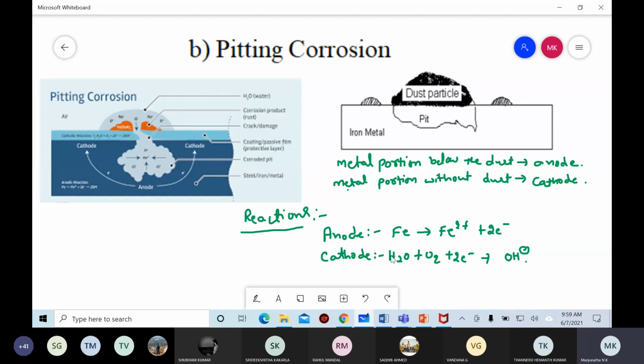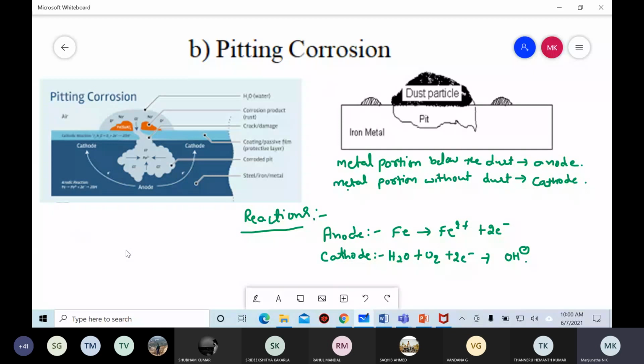At the cathode a reduction reaction takes place, based on the nature of the environment, in which the moisture and oxygen present gain the liberated electrons and are reduced to hydroxyl ions. Further, the hydroxyl ions formed react with the metal ions liberated at the anode, and a metal hydroxide layer is formed. That metal hydroxide layer indicates the corrosion. So this is the first one, pitting corrosion, one of the typical examples of differential aeration corrosion.